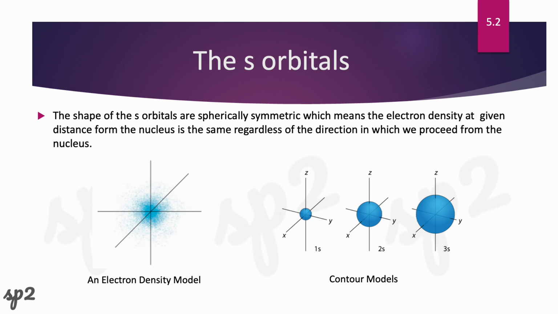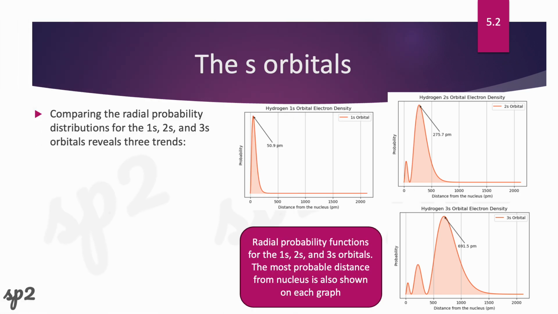As you can see, if you go from 1s to 2s to 3s, the orbital is getting larger. We're going to look at the differences between these orbitals in a little more detail on the next page. I'm going to focus on the radial probability distribution, and I have them for all three orbitals, 1s, 2s, and 3s.